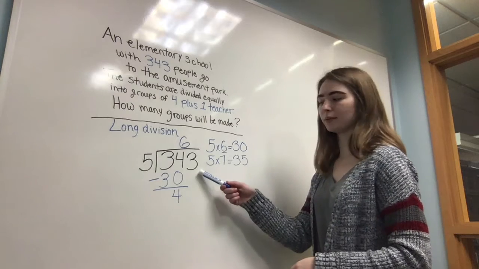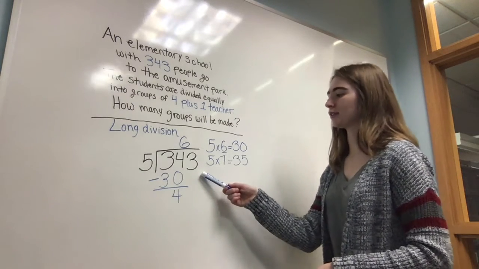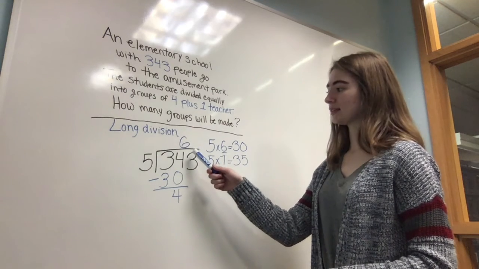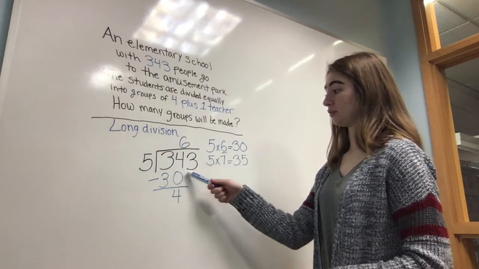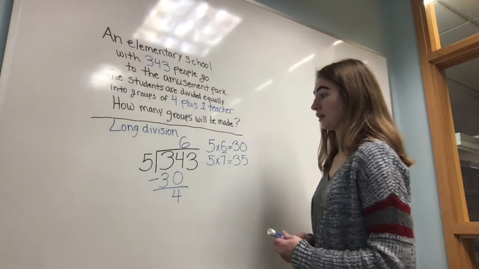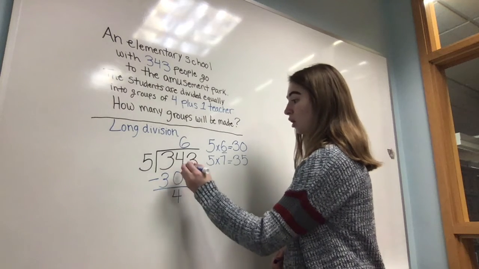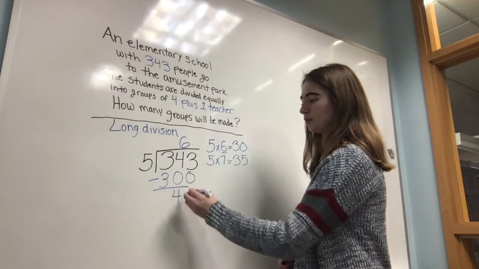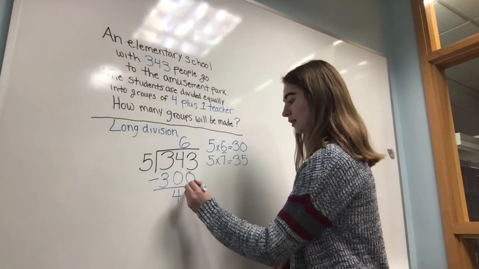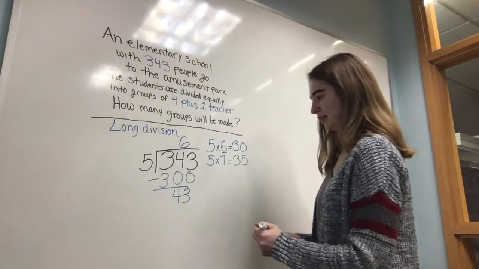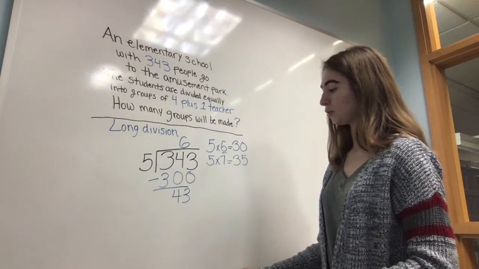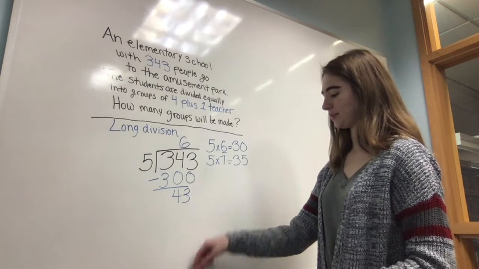But we still have the 3 up here in the ones place. So another way to look at 5 and the groups with the 6 is 340. So 5 times 60. And that gives us 300, because this is all representing one column, which is the tens. So we have this extra 0 now. 3 minus 0 is 3. And now our ones are represented in this last column here. So 43 people still need to find groups.